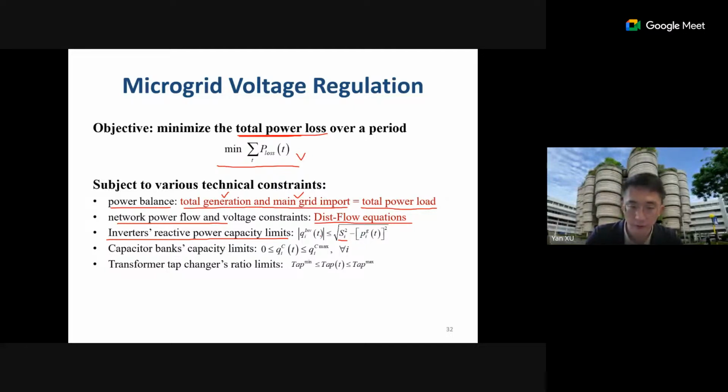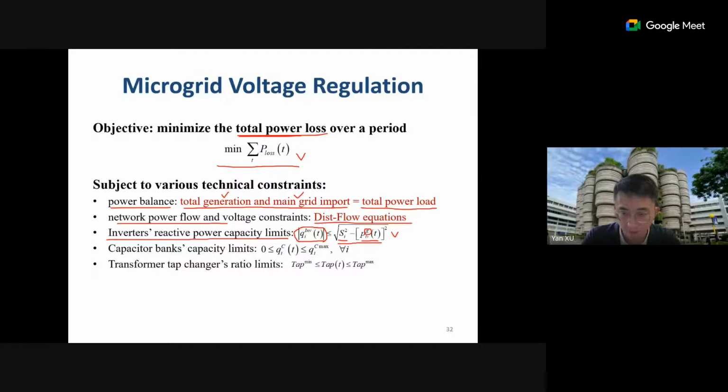During the PV panel generation, a certain capacity of the inverter is used for converting the real power generation from the PV panels. So the remaining capacity within S will be used for reactive power support. So the available reactive power capacity equals this one. It has to be smaller than or equal to this one. So this is a constraint that we need to be careful about. But clearly, this is a non-linear, non-convex one.